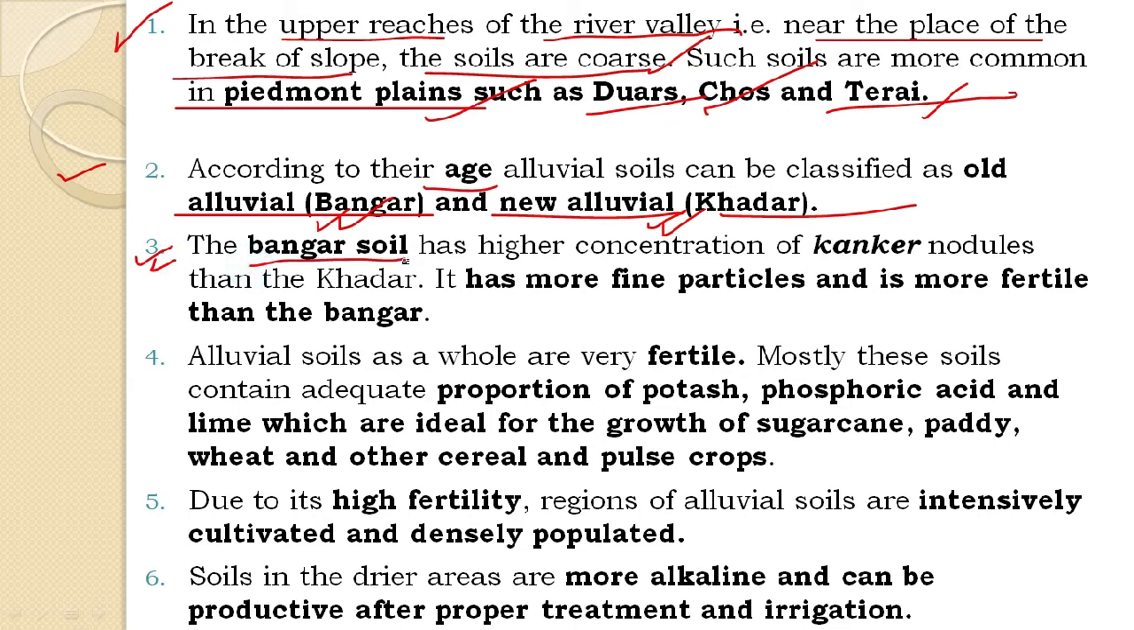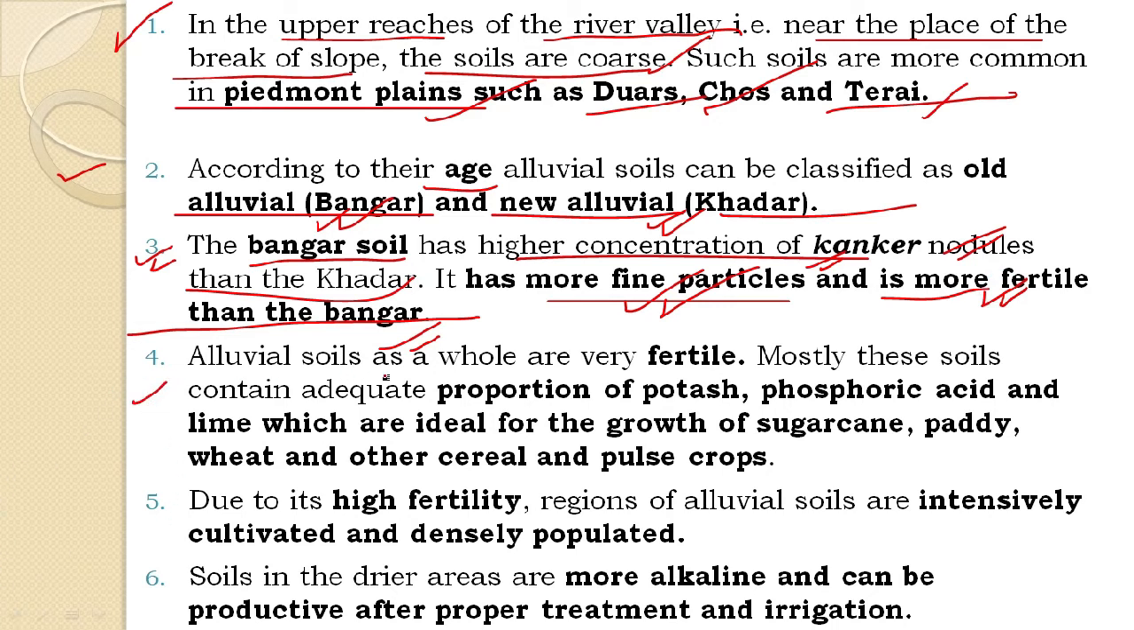The Bhangar soil has a higher concentration of kankar. Kankar, as you know in Hindi, are nodules, and Bhangar has a higher concentration of kankar than the Khadar. Khadar has more fine particles and is more fertile than the Bhangar. Now this is all about Khadar and Bhangar. Khadar is more fertile and has finer particles than Bhangar. Clear?